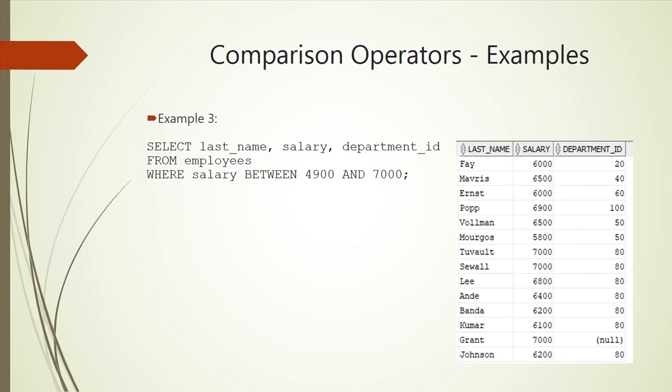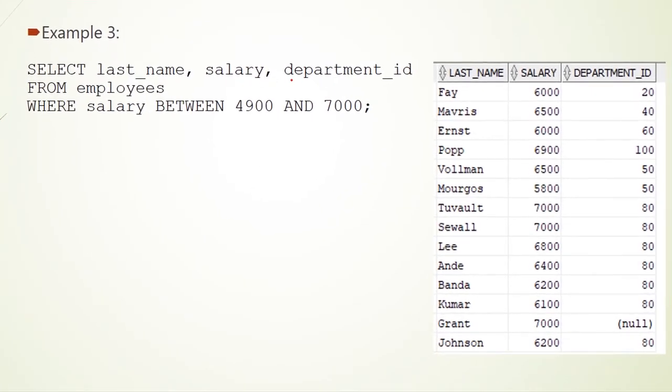Let's take another example. Here in this example, SELECT last_name, salary, department_ID FROM table employees WHERE salary BETWEEN 4,900 AND 7,000. So here we are using the comparison operator BETWEEN AND. Here we specify the lower limit, and this is the upper limit. If the salary is between this value and this value, the record will be returned by the select statement. So as we can see, this is the output after running the select statement. The salary is between 4,900 and 7,000. All salaries are between this value and this value.